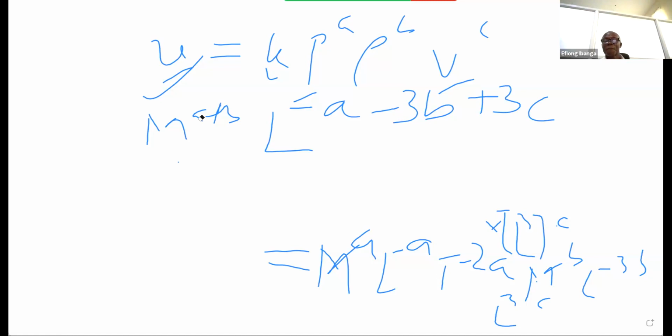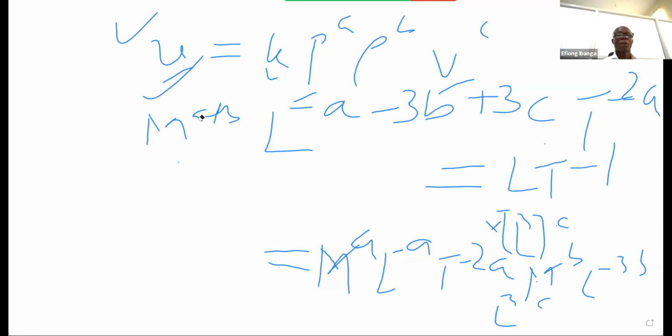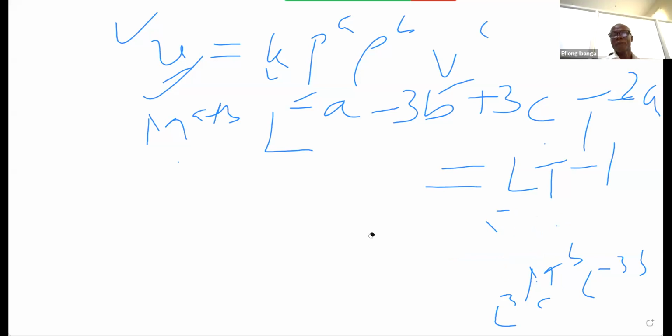Next one, I'm taking T. Now, T is simply T to the minus 2a. We have already obtained that. So we are now going to equate everything there to this other side, which is L T to the minus 1, which is exactly the dimensions of velocity. So we can proceed from that point. All we need to do now is to equate the indices of the corresponding quantities.